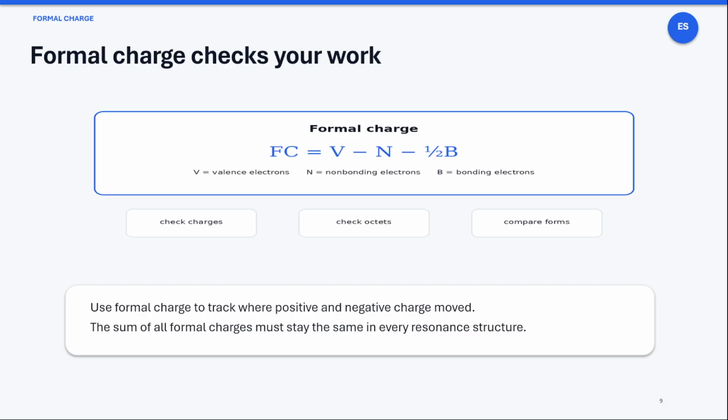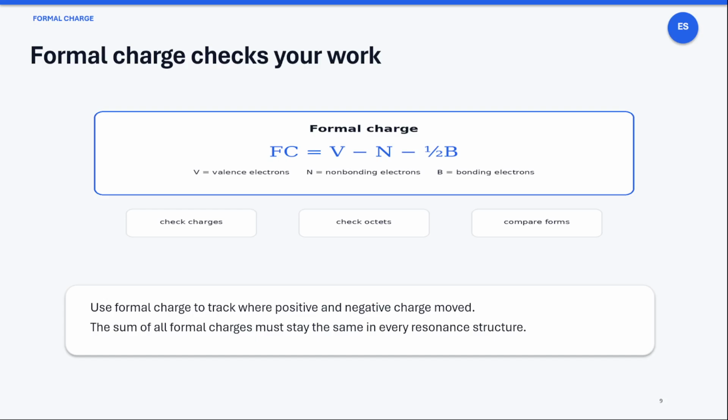Slide 9. Formal charge helps check whether the resonance drawing makes sense. Formal charge equals valence electrons minus non-bonding electrons minus 1/2 of bonding electrons. You do not always need to fully calculate it every time, but you do need to understand what it checks. Formal charge tells you where positive and negative charge is located. In resonance, the total charge must stay the same in every structure.